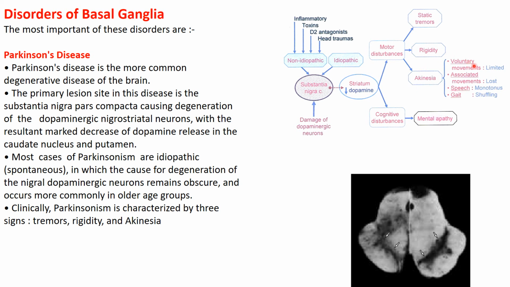In akinesia, the voluntary movement is limited. Loss of the associated movement or subconscious movement, like the swinging of the arms during walking, is lost. If we look at the speech, it is monotonous. Gait is a shuffling gait. Usually, the disorders in the secretion of dopamine are associated with cognitive disorders and mental apathy. That is the shape of the substantia nigra in normal persons, and that is the shape in Parkinsonism. The density of the neurons has been markedly decreased in Parkinsonism.